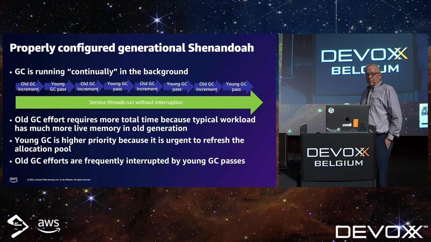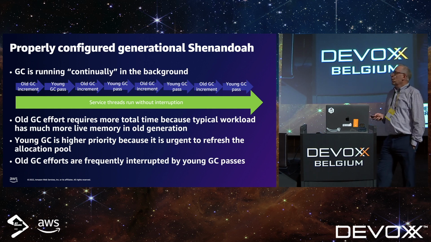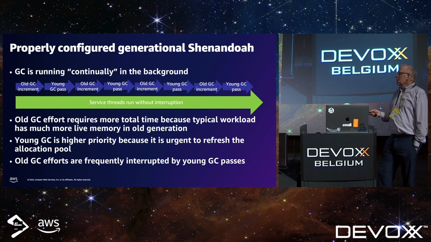So this illustrates the typical behavior of a properly configured generational Shenandoah system. We've got our service threads running without interruption if it's been properly configured. We have these periodic young gen complete collections, which are concurrent, so the threads can continue to run. And between these young gen collections, we will do increments of old gen collections. These increments mean we are concurrently marking the old gen memory.